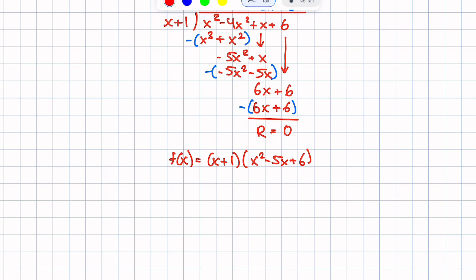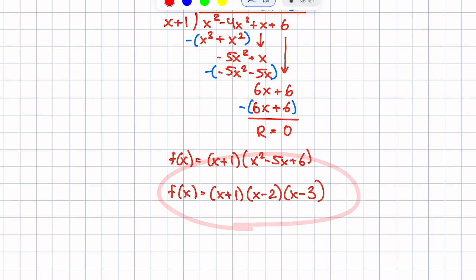So all I'm thinking now is, well, there's no leading coefficient, so no need to do any factoring by grouping or anything like that. I'm just going to ask myself, what adds to negative 5 and multiplies to positive 6? That would be negative 2 and negative 3. So I will factor that out. And there we go. That is our cubic, completely factored, and we are done.